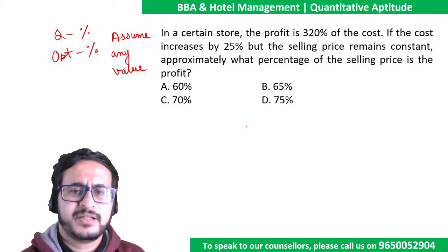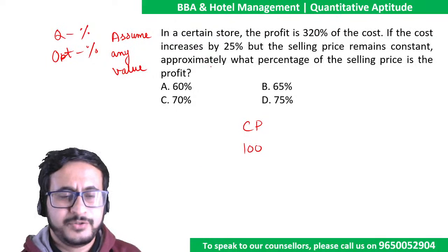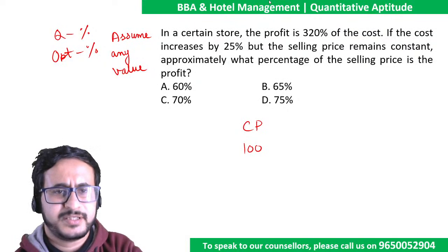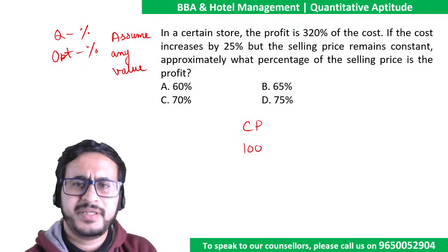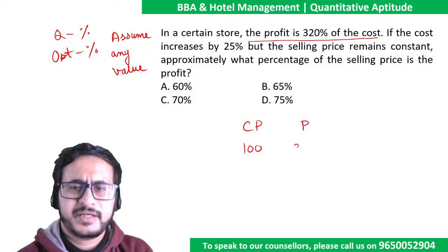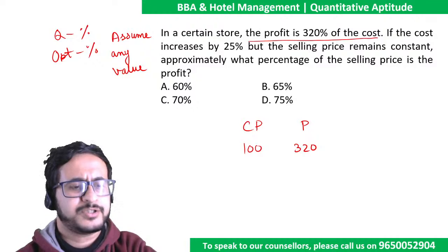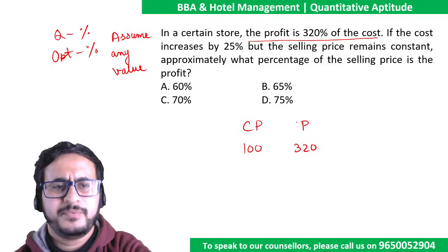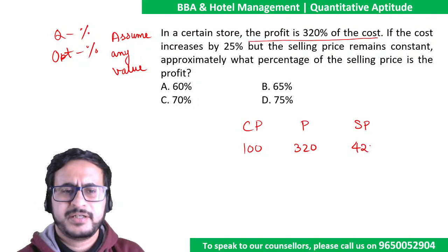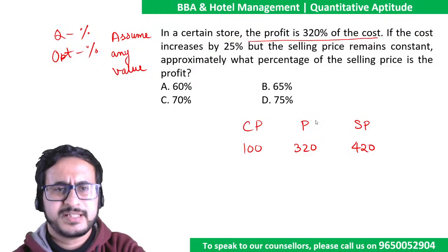So what I will assume? I will assume the cost price as 100. Now using this cost price 100, I'll find the remaining values which are tested in the question. So the next thing which is given to me is the profit is 320% of the cost. So the profit is 320 rupees. Simple. I took 100 so that I do not have to calculate also. So if profit is 320, what will be the selling price? Selling price will be 420 rupees. Okay. Now I know the cost price, I know the profit, I know the selling price.